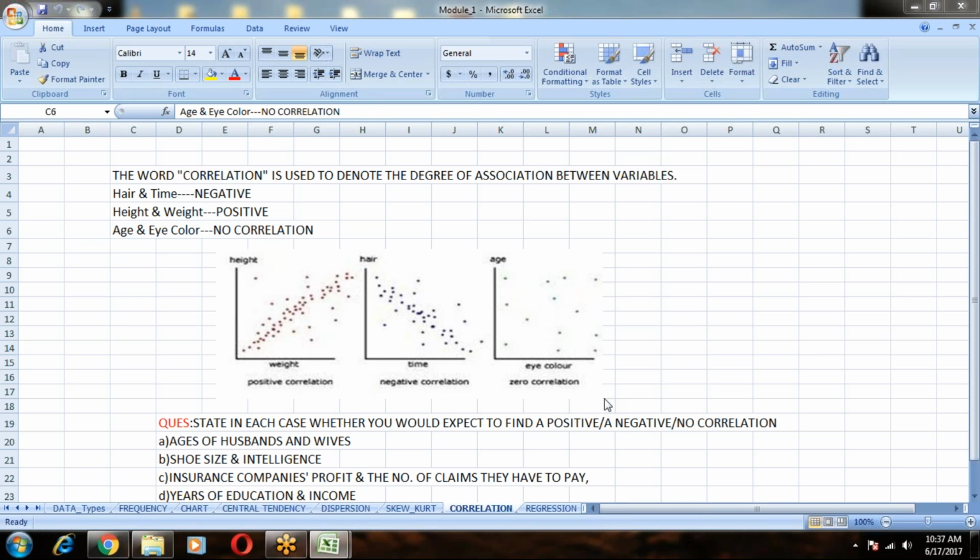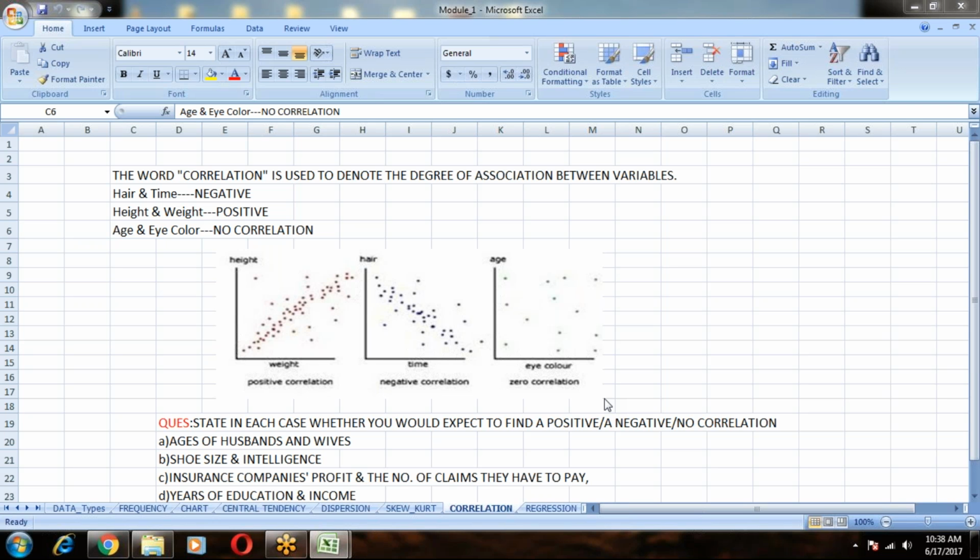Now you might have different types of variables, and you want to check whether they are related to each other or not. When you develop a model, you can check it with your dependent variable and your independent variable, right? What is dependent and independent, I'm going to discuss in my next topic, regression.